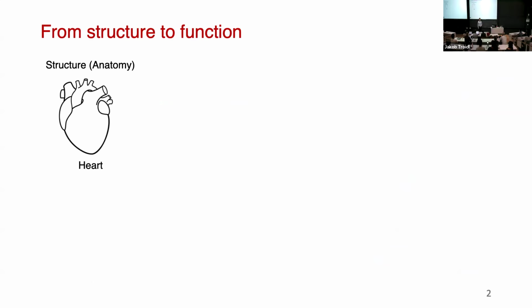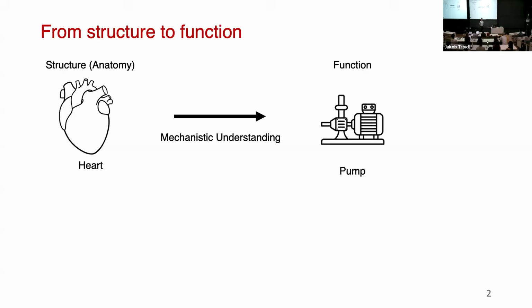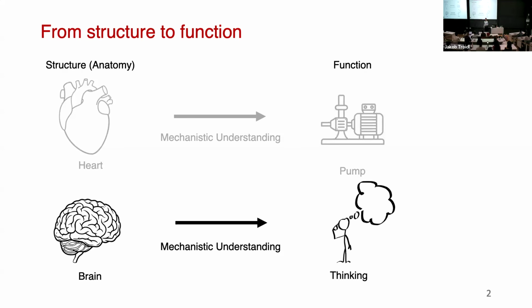So, for example, if you take a look at the heart, we can see by looking at its anatomy, at its muscles, what its function is supposed to be. So the mechanistic insight we're getting is that the heart is pumping blood through our body. And now the only organ in our body where we do not have this sort of structure-to-function mechanistic understanding is the brain. And the reason for that is that with the brain, we don't really know how the anatomy at a neuron level actually looks like.